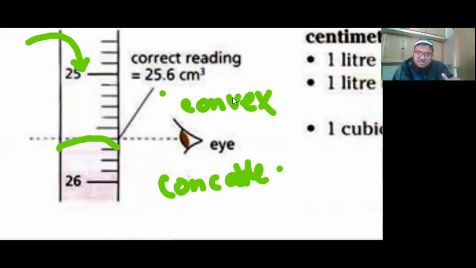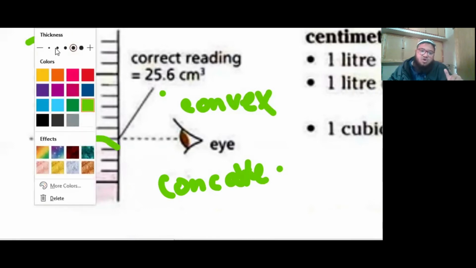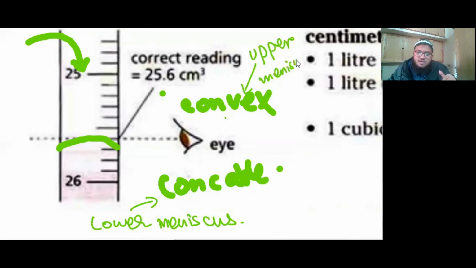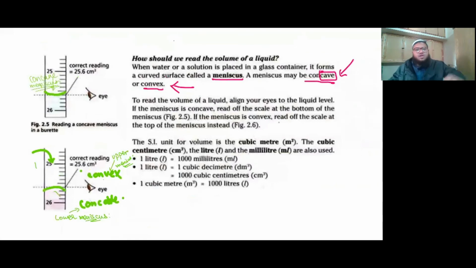The convex meniscus is called the upper meniscus, and the concave meniscus is called the lower meniscus. These are two terms that should be crystal clear in your mind by now. Now let's go back to what they're saying over here. The meniscus could either be concave or convex, or a lower meniscus or an upper meniscus.